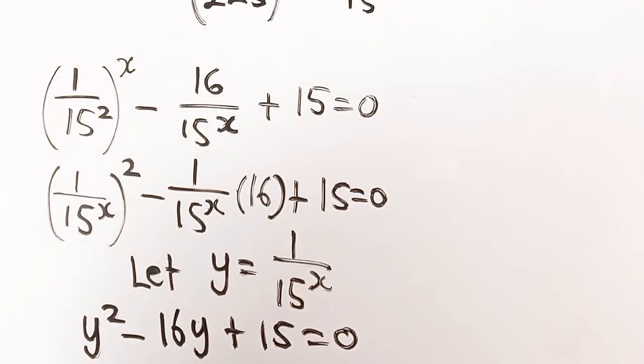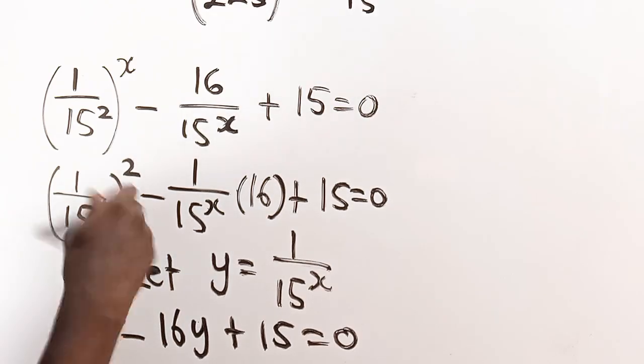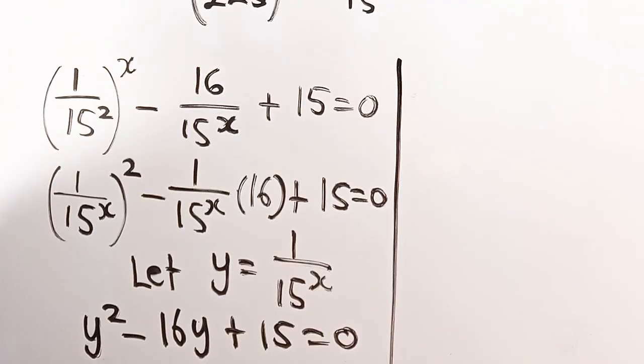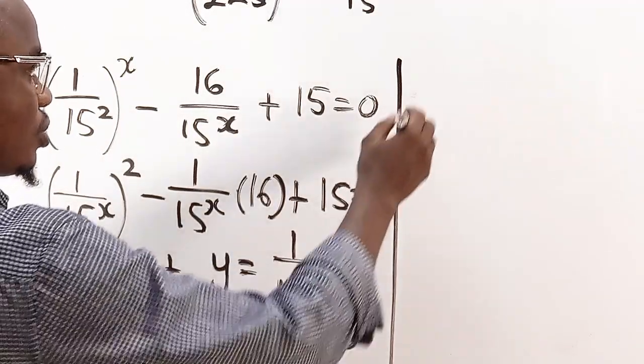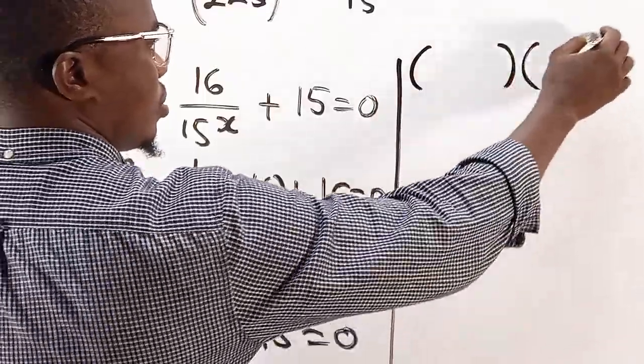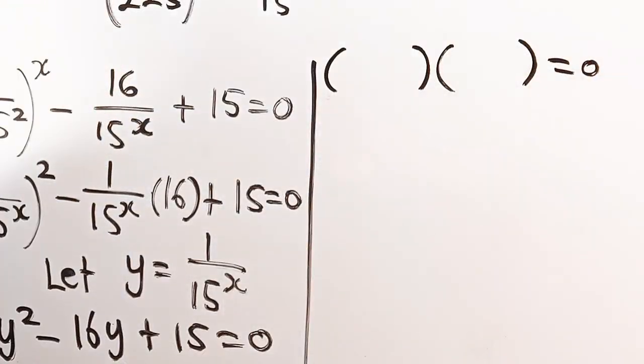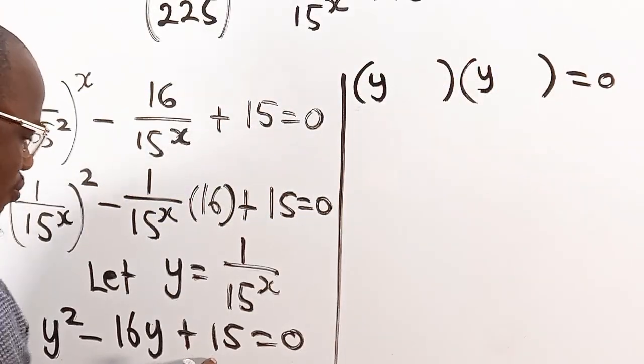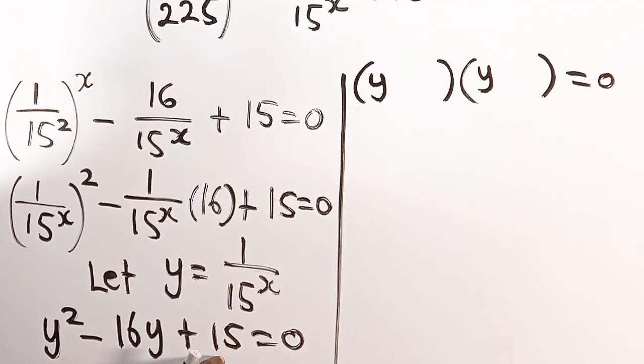So the next thing we're going to do is factorize this. To factorize this, we're going to have it in this form. We have y here and we have y here. We look for two factors of 15, so that when you multiply the two factors together we are going to have 15, but when you sum them up, we are going to have this 16 here.